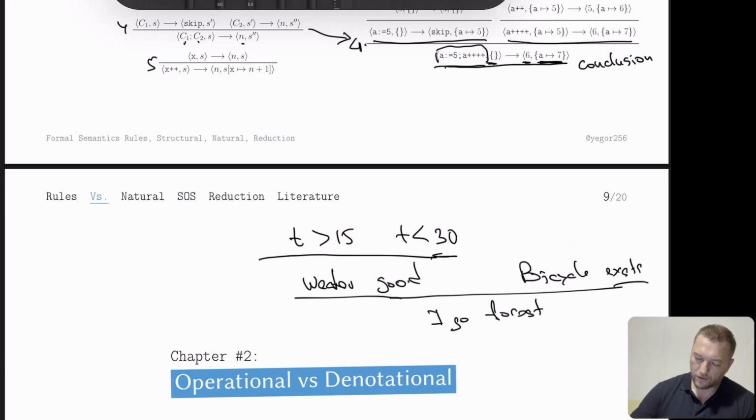So this is another logical derivation, as they call it. This is my I go to the forest. That's the conclusion. I made this conclusion because I had 2 premises. And then the question is, how did you make the conclusion that the weather is good? I had 2 premises: the temperature and the bicycle exists. How did you make this conclusion?